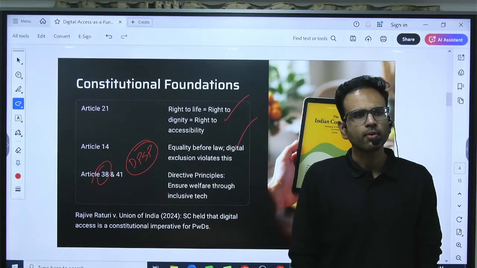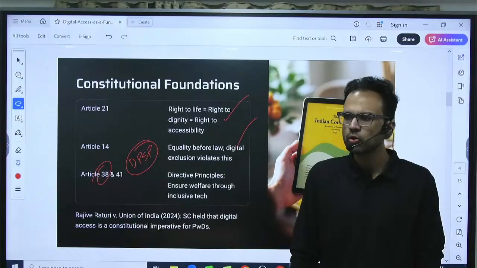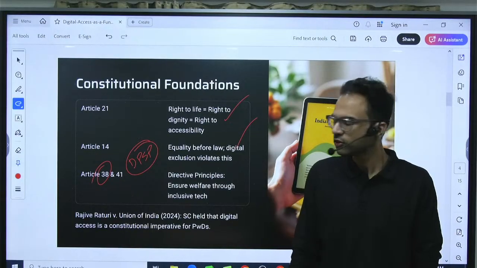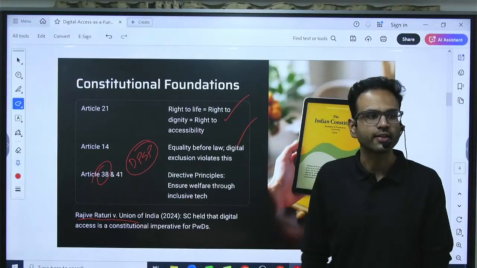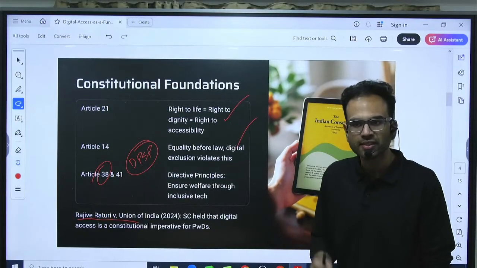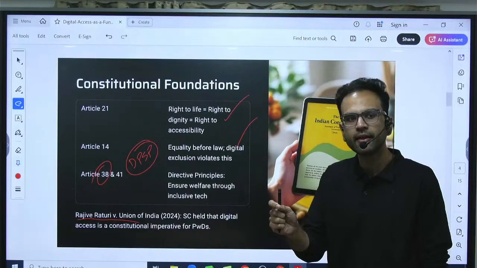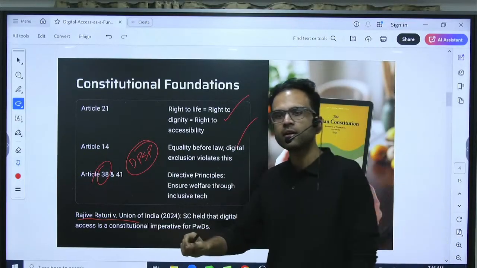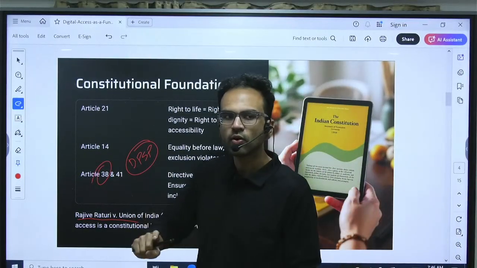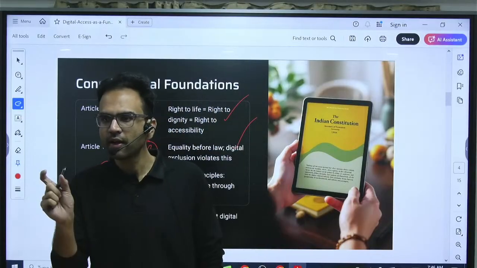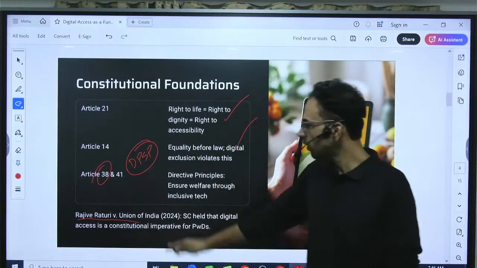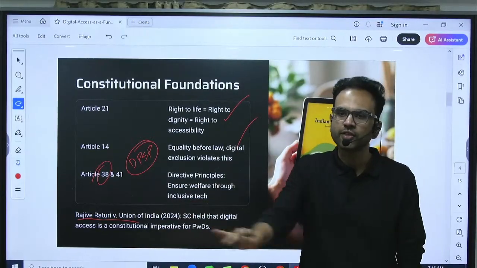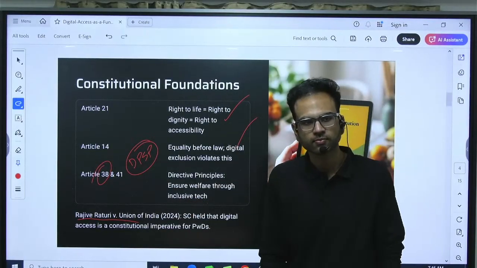We also have to talk about Supreme Court judgments. So it is in this context, please note this down. Rajiv Rathore versus Union of India case. This case should definitely be there in any topic that has got to do with digital India and rights of disabilities. Without the mention of this case, for sure you are not going to score marks.